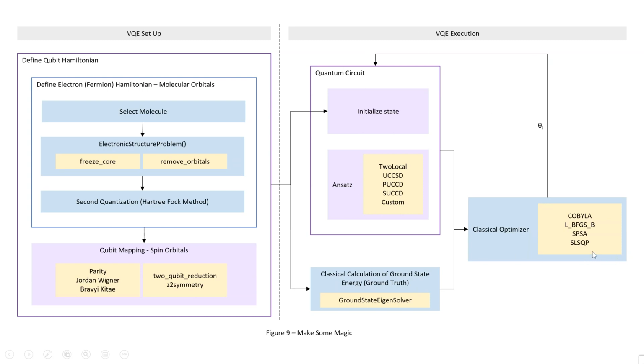And so, there's different kinds of optimizers you can use. Think of these as like the different stochastic gradient descent or whatever in normal classical machine learning. There's different ways that you can tune your parameters to optimize your solution.